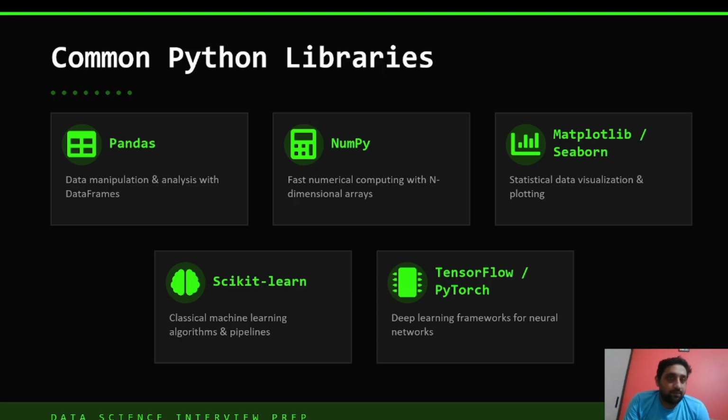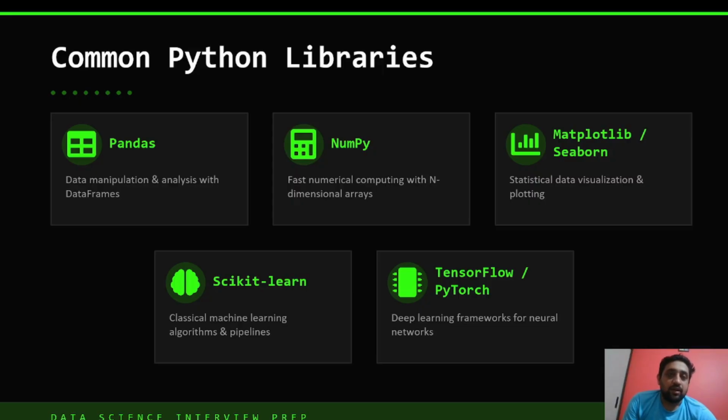First up is pandas. Think of pandas as your best friend for working with data in Python. It lets you load, clean, filter, and manipulate data using something called a data frame, which is basically like an Excel spreadsheet inside your Python code. Whether you're reading a CSV file, handling missing values, or grouping data, pandas is almost always your starting point.